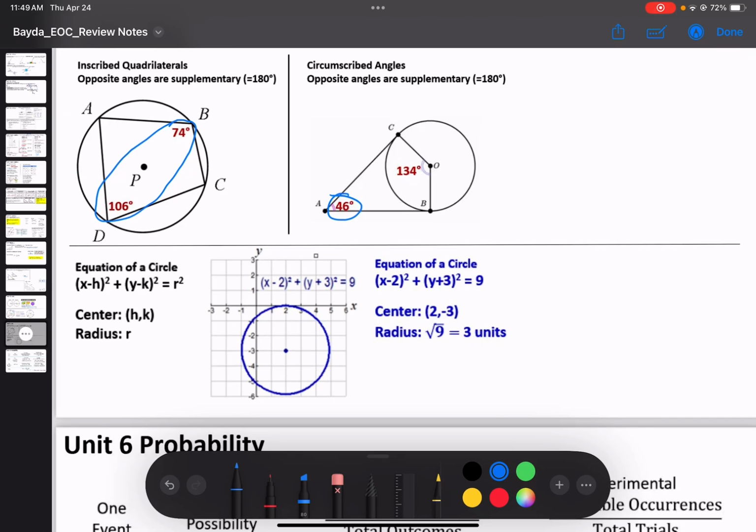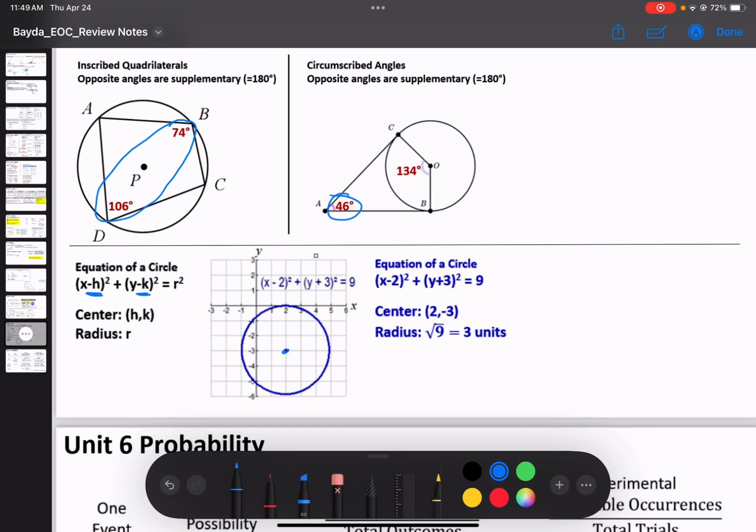For your equations of circles, it's important to remember that if you're trying to write the equation of a circle, you need to know where the center is at, and you need to know how big the circle is, which relates to its radius. In your general form of the circle, remember you want to just switch the signs for the x and y coordinate.